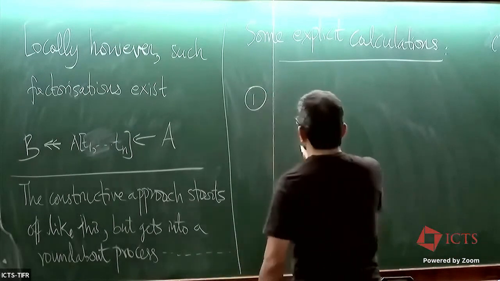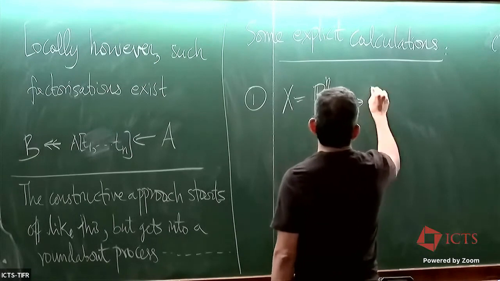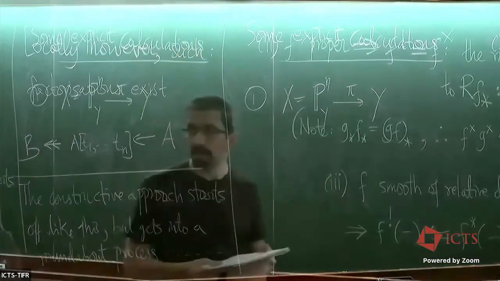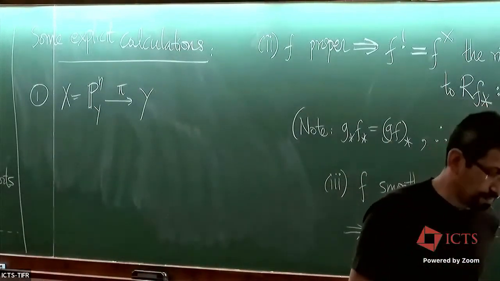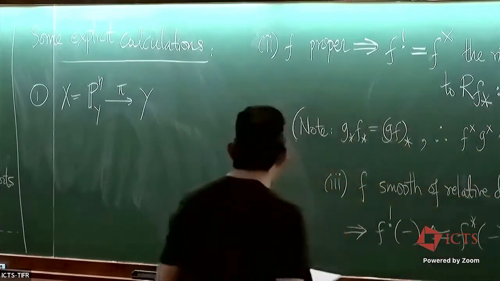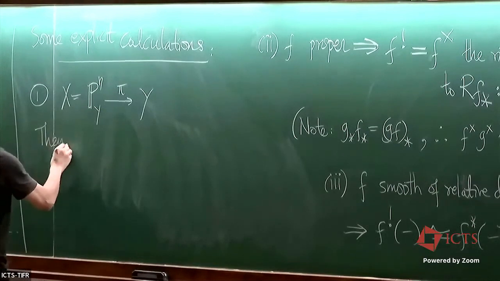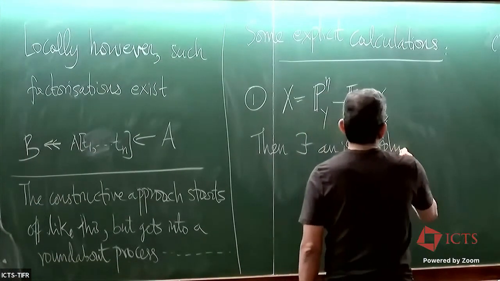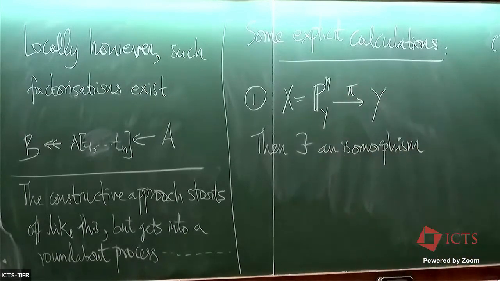So first is, take the projective space over Y. Look at the natural map, P^n_Y to Y. Then the claim is there exists an isomorphism. You can see why this isomorphism might show up.